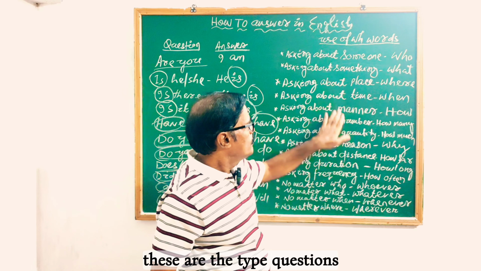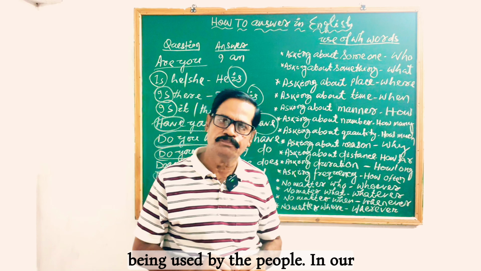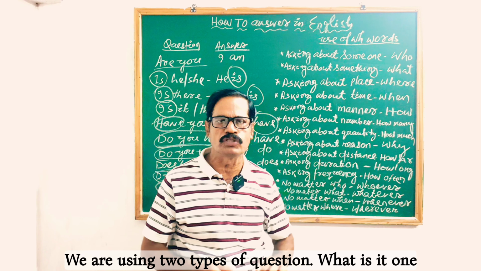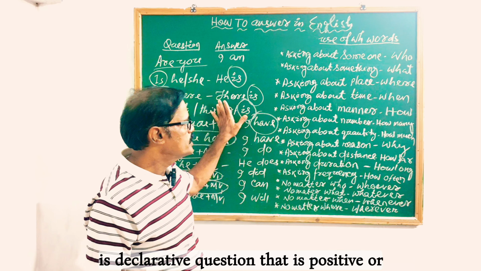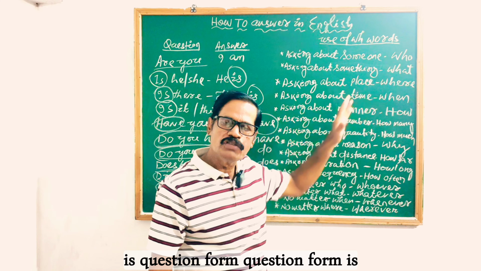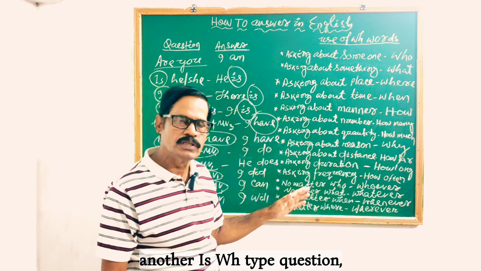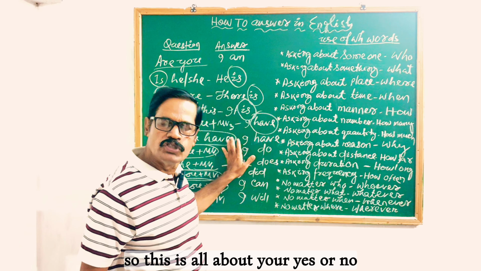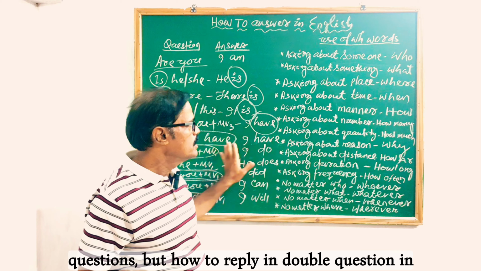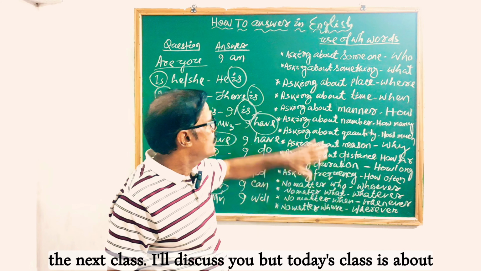Then these are the double type questions. As we all know, two types of questions are being used by people. In our books, whether somebody is speaking or writing, we find two types of question. What is it? One is the declarative form, that is positive or negative, affirmative and negative. The second one is the question form. Question form is of two types again. One is the yes or no type question, another is the WH type question. So this is all about your yes or no question. You have to reply either yes or no. These are called yes or no questions. But how to reply to a WH question, in the next class I will discuss. But today's class is about what you have to take down.